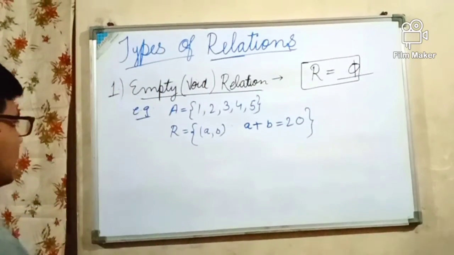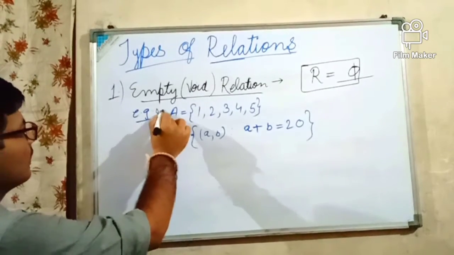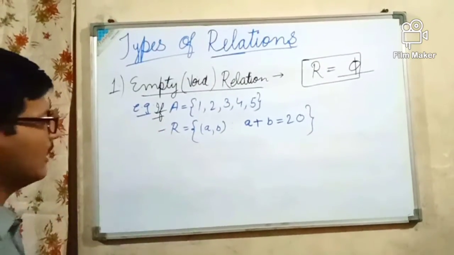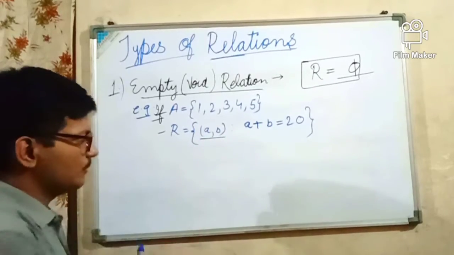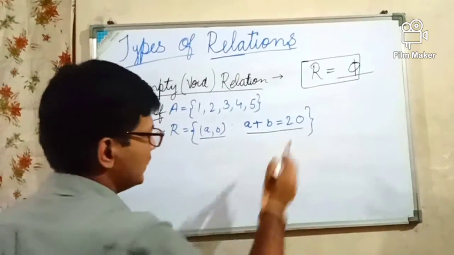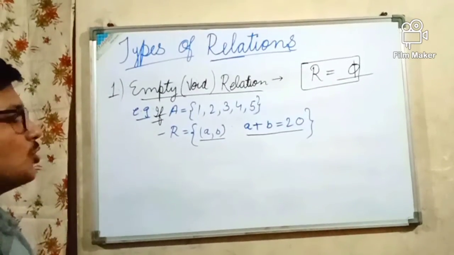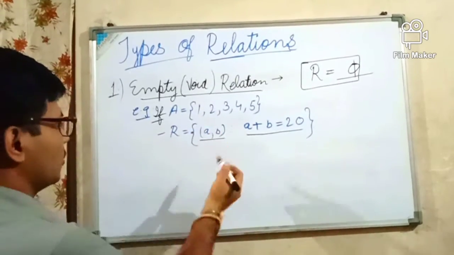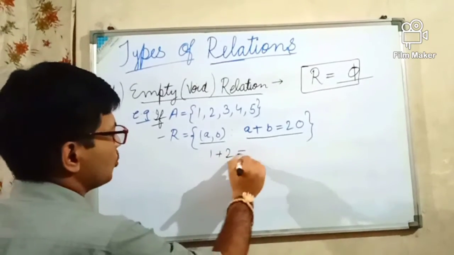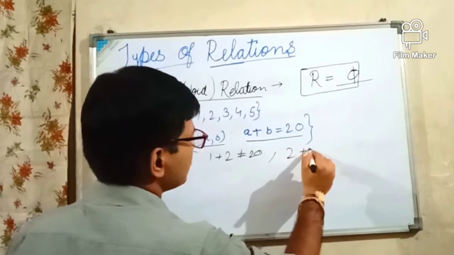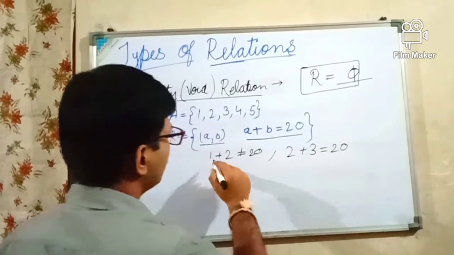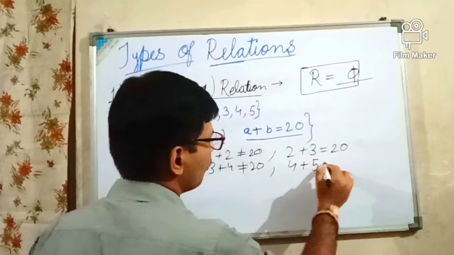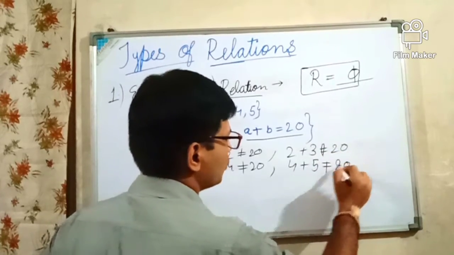Okay, अब I will explain this with an example. Suppose we have a set A = {1, 2, 3, 4, 5} and we define a relation R as (a, b) such that a plus b equals 20. मतलब जो एलिमेंट्स का सम है that should be equal to 20. बट देखिए, अगर मैं कोई भी दो एलिमेंट्स लूँ, suppose 1 और 2, 1 plus 2 is not equal to 20, 2 plus 3 is not equal to 20, 3 plus 4 is not equal to 20, and similarly 4 plus 5 is also not equal to 20.